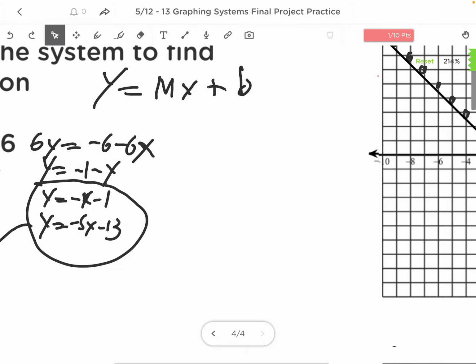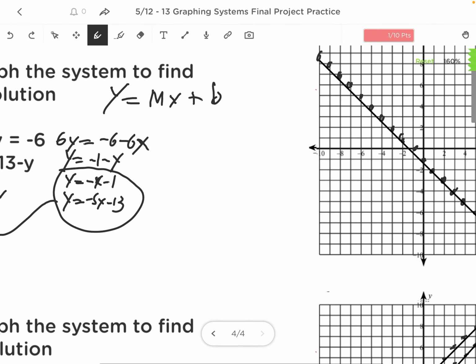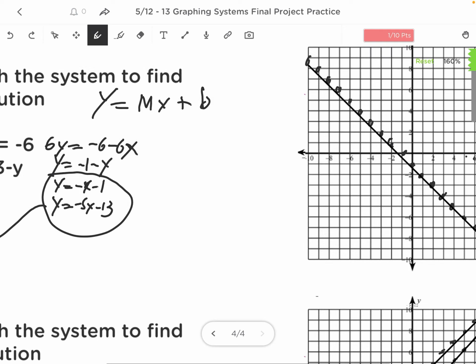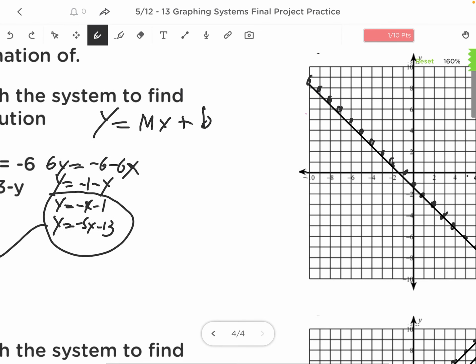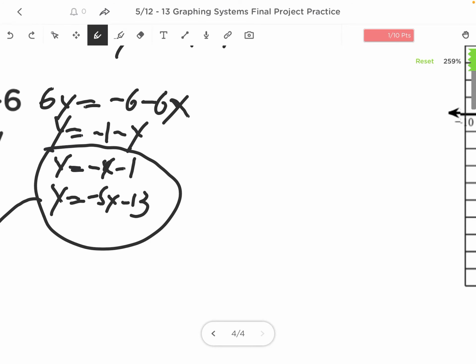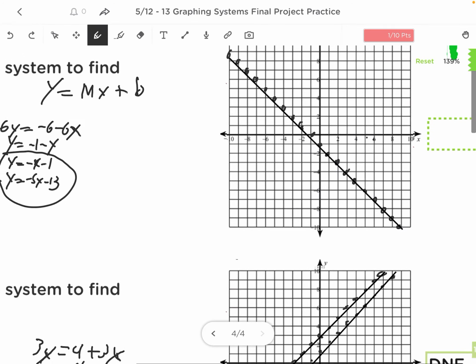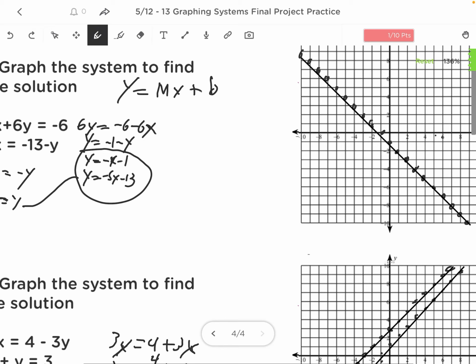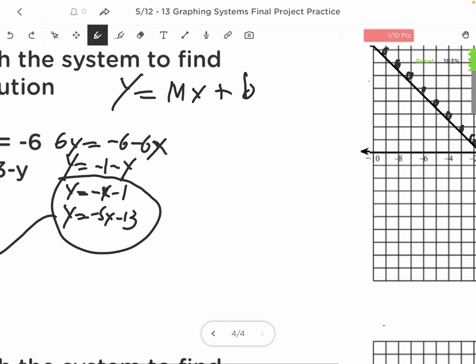Now for our second equation, the y-intercept is negative 13, which is not on the board. So we'll find another value instead. Since the slope is negative 5x, you can't just go rightwards, you have to go leftwards. Otherwise you'd be at negative 18 and beyond, so that's not what we're looking for.